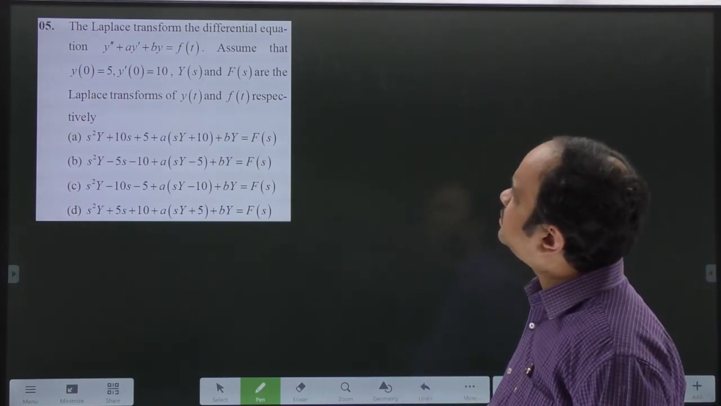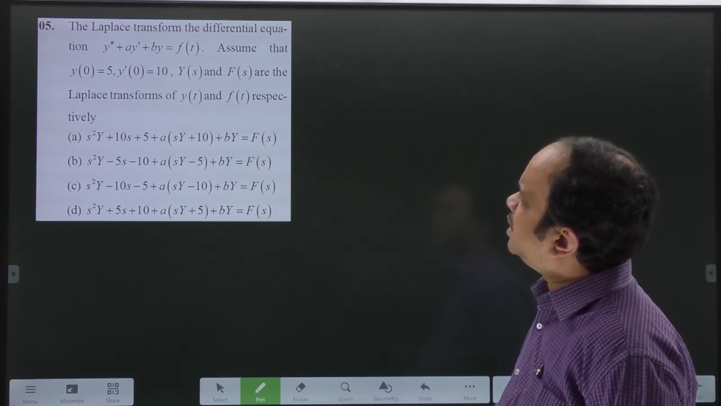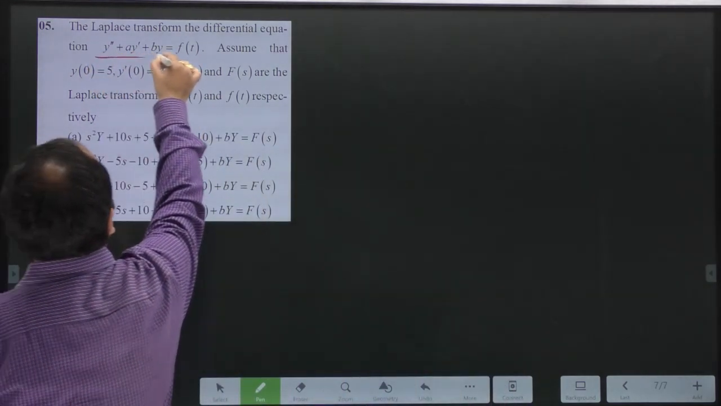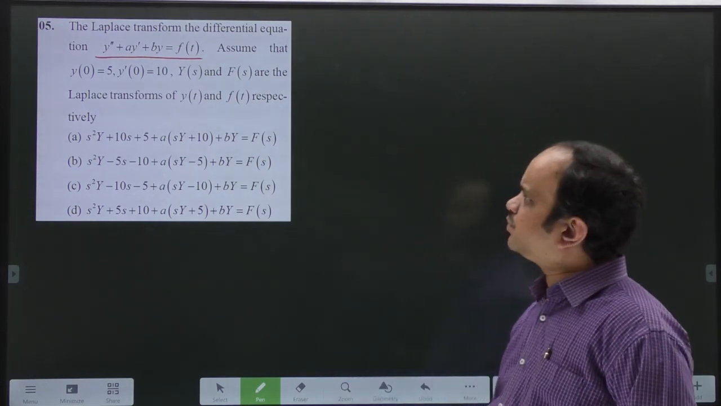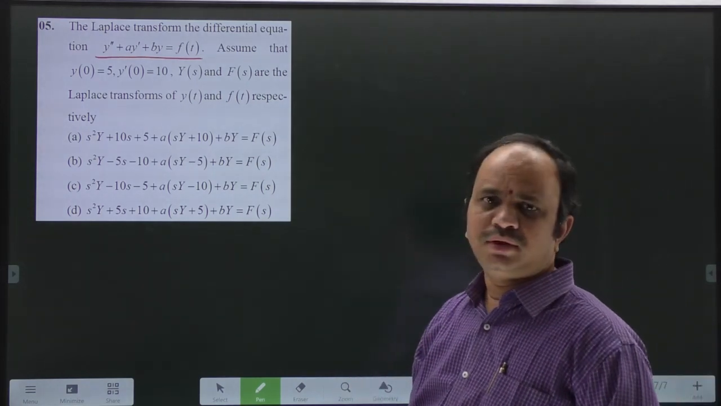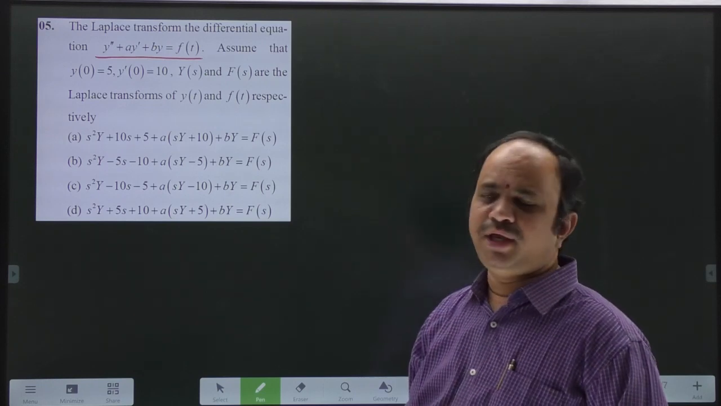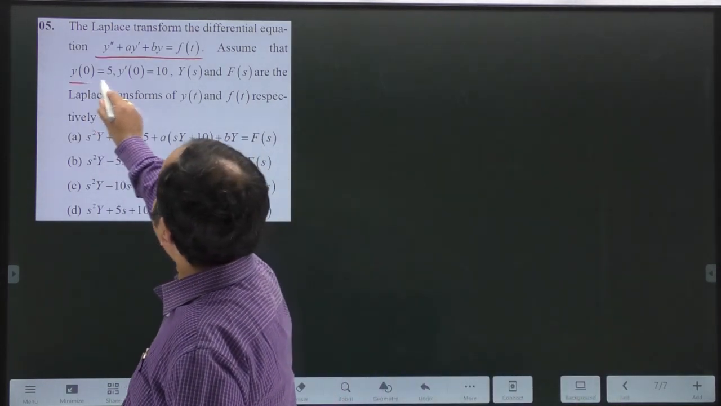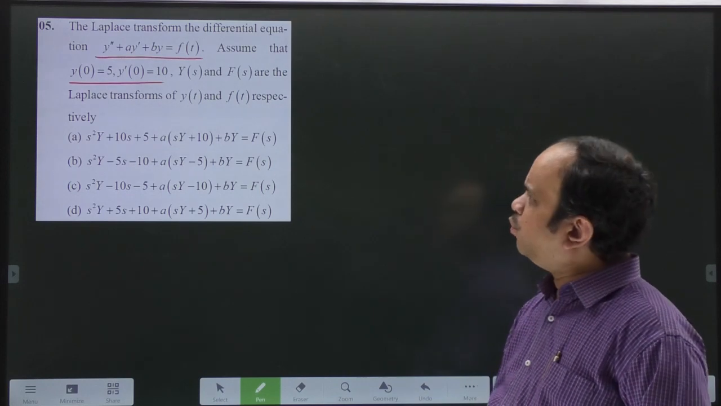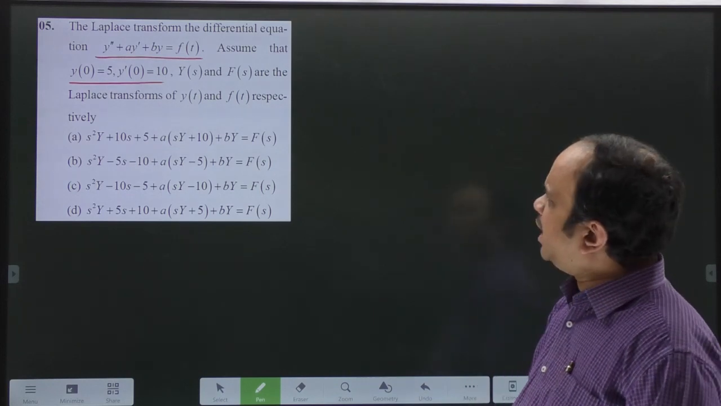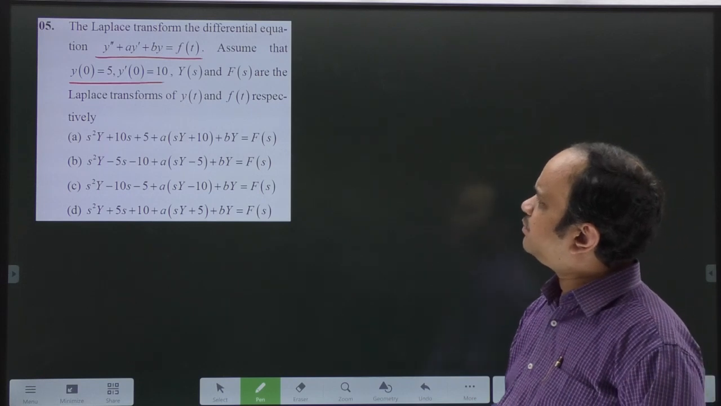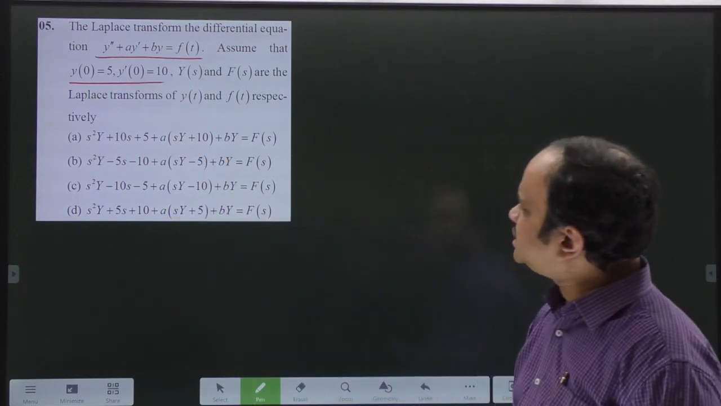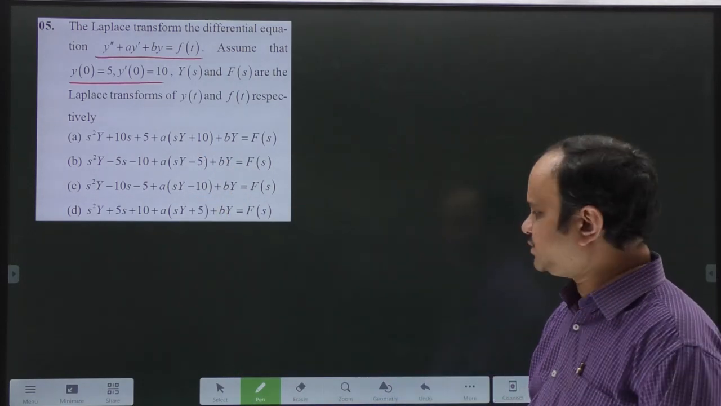The Laplace transform of the differential equation, some equation is given. That equation is this one: y double dash, that means d square y by dt square, plus a into dy by dt, plus b into y is equal to f of t. Assume that some initial conditions are given: y of 0 is equal to 5, y dash of 0 is equal to 10, and Y of s and F of s are the Laplace transforms of y of t and f of t respectively. Now you need to find out which equation will be the corresponding Laplace transform.